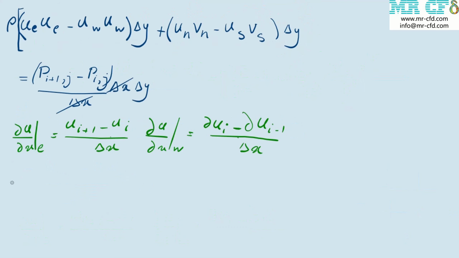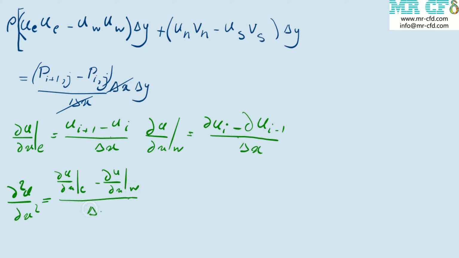Okay, the second derivative of u with respect to x can be approximated as the first derivative of u with respect to x at the east face minus the first derivative of u with respect to x at the west face, all divided by delta x. When we incorporate these relations, the expression becomes u at index I minus 1 minus 2 times u at index I plus u at index I plus 1, all divided by delta x squared.